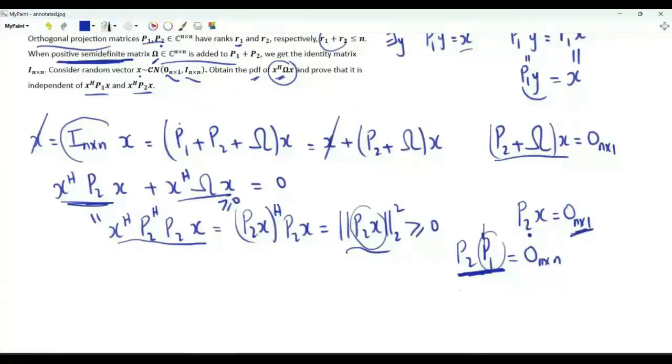Take the Hermitian of both sides. We get that P1 Hermitian P2 Hermitian is the zero matrix. P1 Hermitian is equal to P1, P2 Hermitian is equal to P2. Also, P1 P2 is the zero matrix.